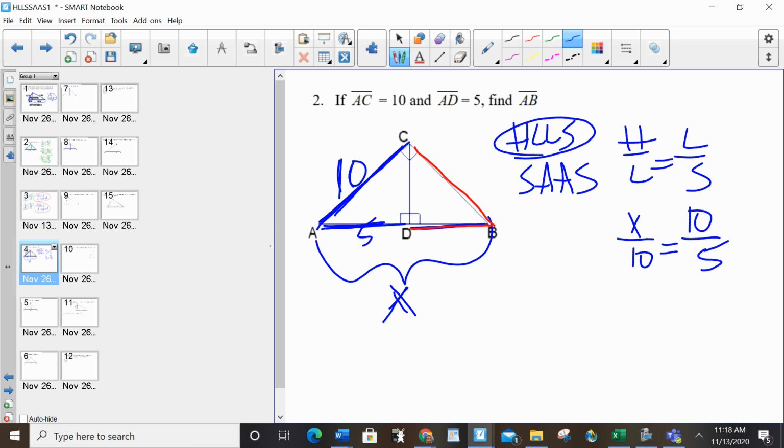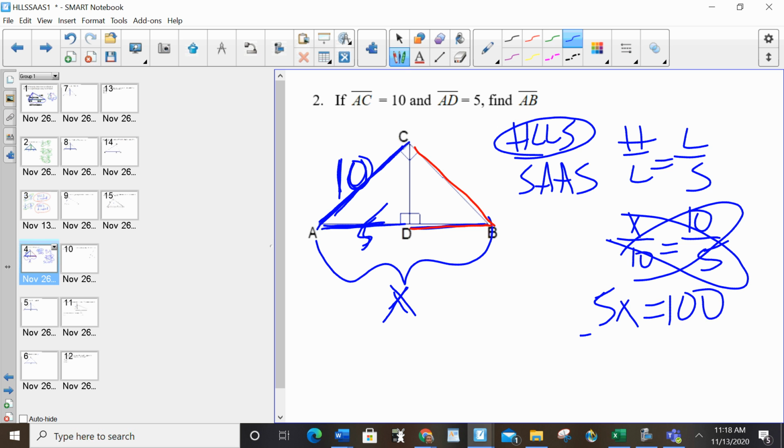H over L, L over S. Now that I have my proportion, I cross multiply and solve. And I get my answer.